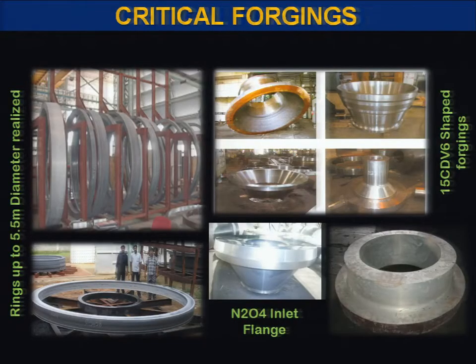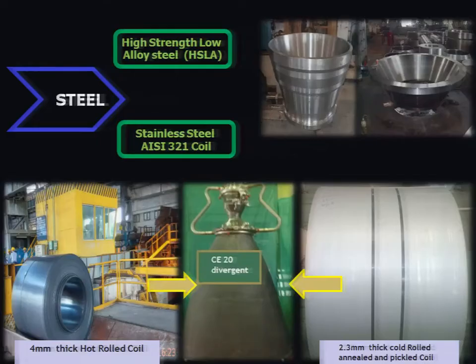Then similarly, some of the critical forgings that have been done, rings up to 5.5 meter diameter have been realized, and then N2O4 inlet flange is shown in this picture, and you also see some of the forgings that are part of the launch vehicle.